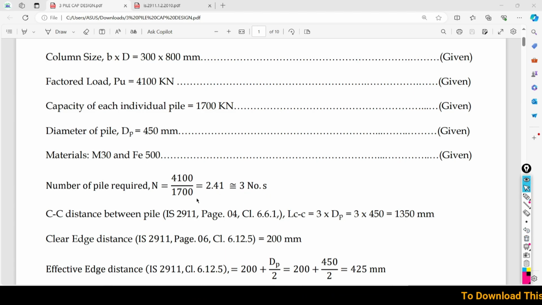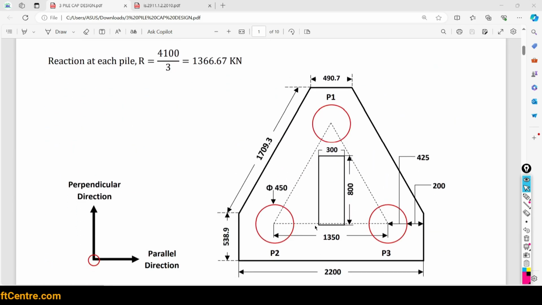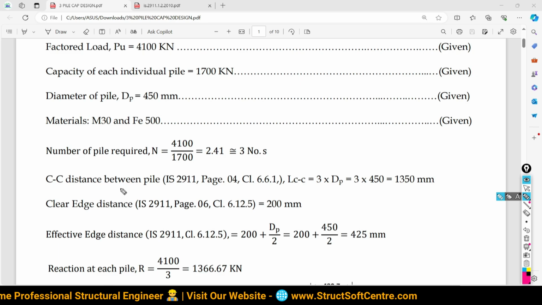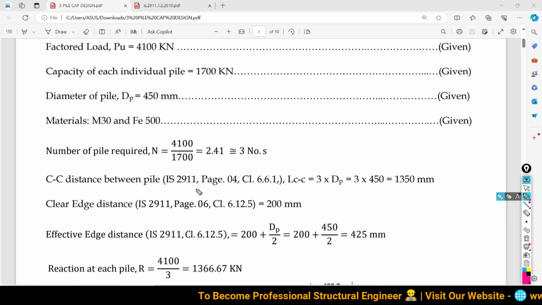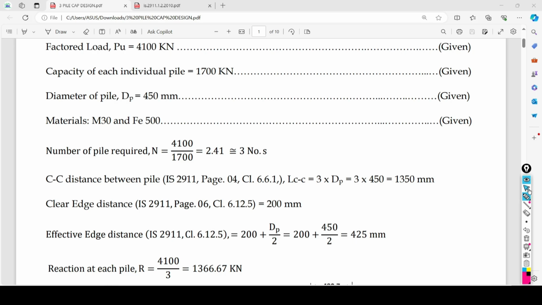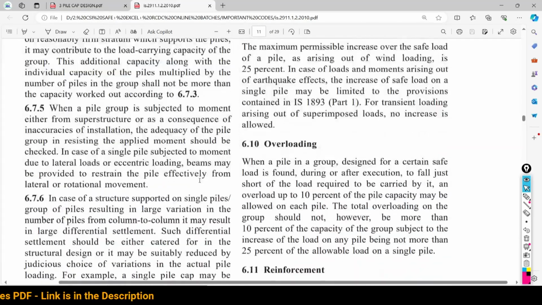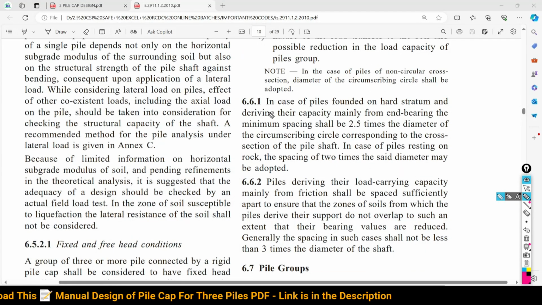Now we have to find out the geometry of the pile cap. Overall geometry of the pile cap we have to determine. But prior to that, what do we need to find out? The center to center distance between the piles. What will be the center to center distance between the two piles that we have to find out. For that reason we have to follow IS 2911 page number 4 clause number 6.6.1. That will define what should be the center to center distance between the two piles. So for that reason we have to look at IS 2911 page number 4. Have a look over this and see clause number 6.6.1.